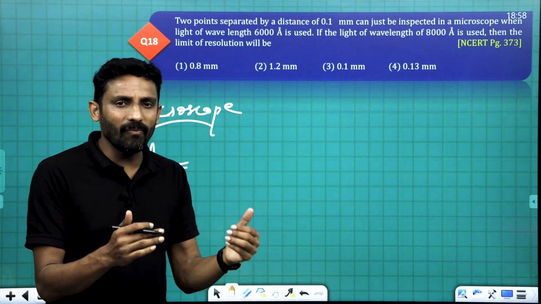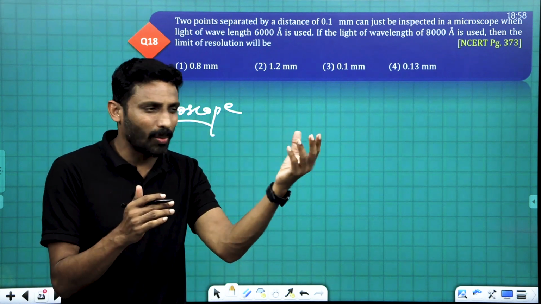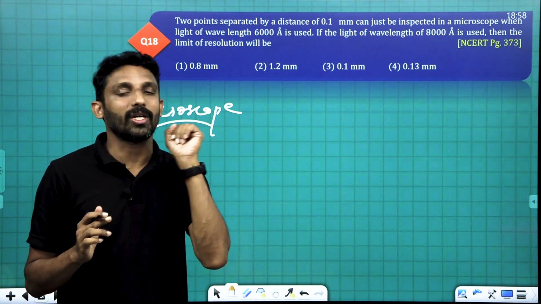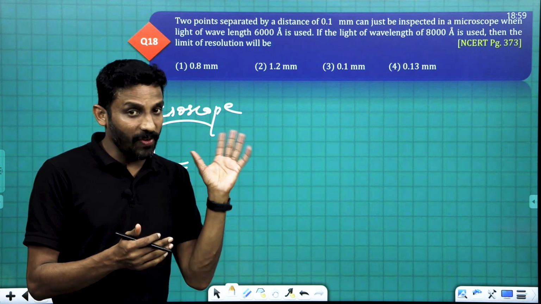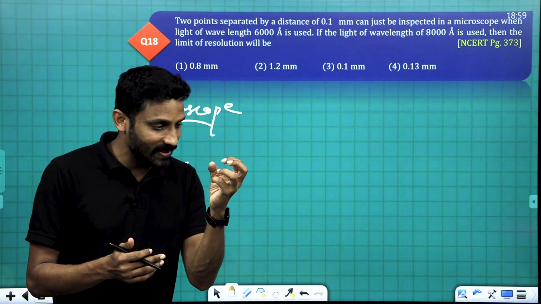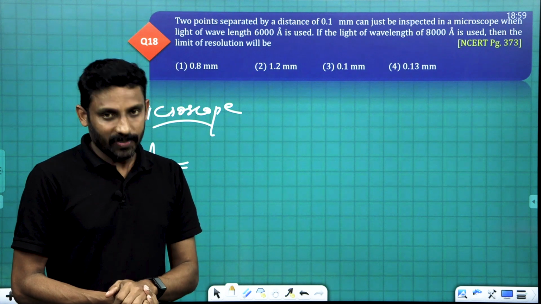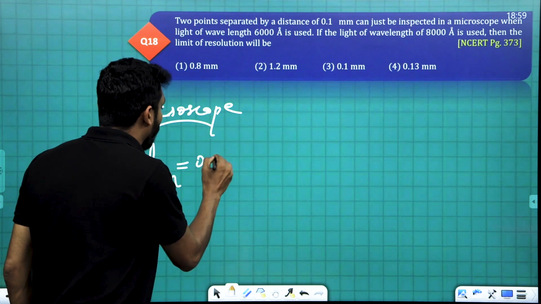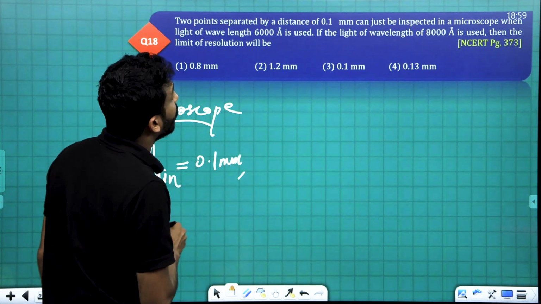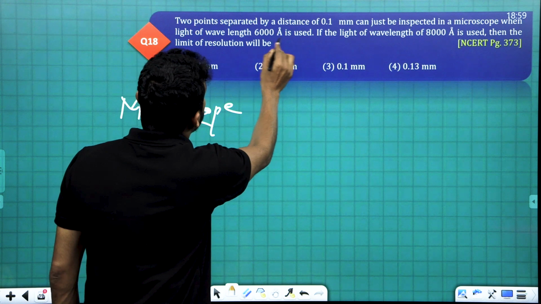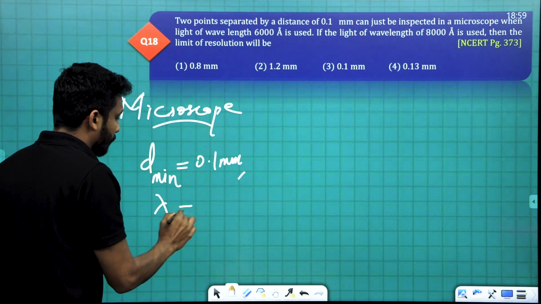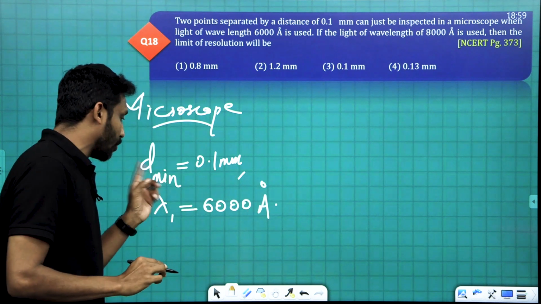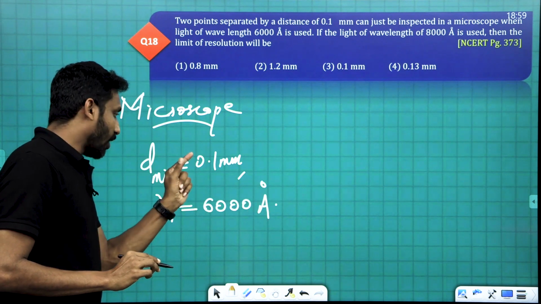Okay, that's the problem. We cannot observe microorganisms or microbes here because our eye has a limit of resolution. When we use instruments like a microscope, the limit of resolution is reduced. In this question, the limit of resolution in the first case is 0.1 millimeter when light of wavelength 6000 angstrom is used.